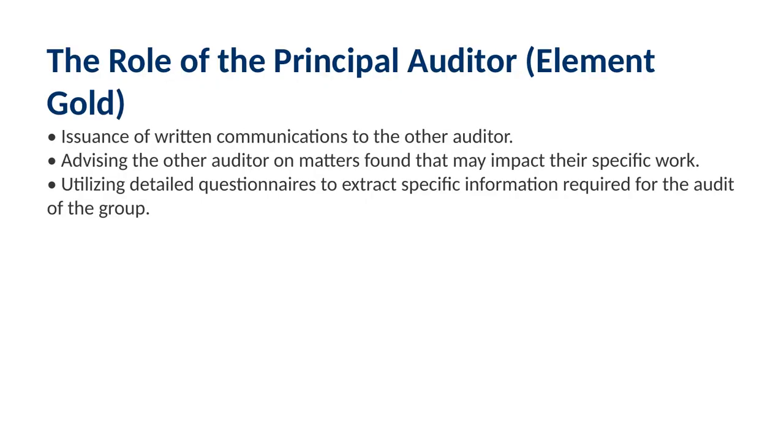First, let's look at the role of the principal auditor, which in this case is Element Gold and Associates. There are three key responsibilities here. 1. They must issue written communications to the other auditor. 2. They should advise the other auditor about any matters that come to their attention which might have an important bearing on the other auditor's work. And 3. If they feel it is necessary, the principal auditor can require the other auditor to answer a detailed questionnaire to get the specific information needed to discharge their duties.